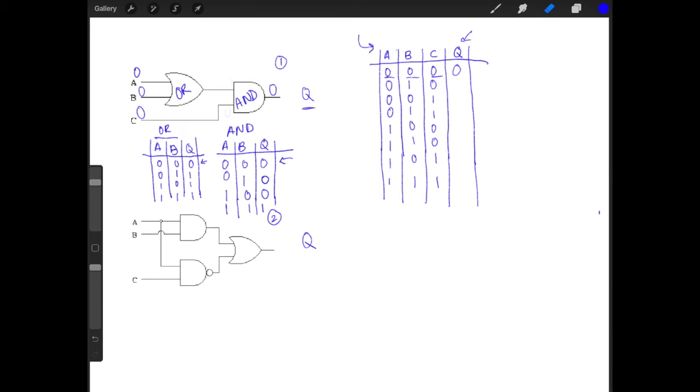Alright, so now let's move on to the second situation. So the second situation, A is 0, B is 1, and C is 0. Alright, so let's look at our OR truth table. Well, A is 0 and B is 1. Well, that is a 1 for the output, because as long as one of the inputs is a 1 in an OR gate, then the output will be 1.